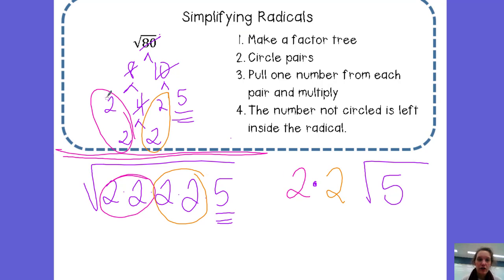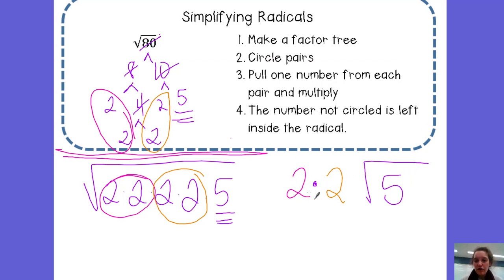Think of it like you have all these numbers playing inside the house, and if you want to go outside the house, you have to have a buddy, you have to have a partner. So I have a pair of 2's that are partners, so the 2 gets to go outside the house. I have another pair of 2's that are partners, so that 2 gets to go outside the house. But poor Mr. 5, oh, poor 5, he's all alone. He doesn't have a buddy. He is stuck inside the house because he doesn't have a buddy.